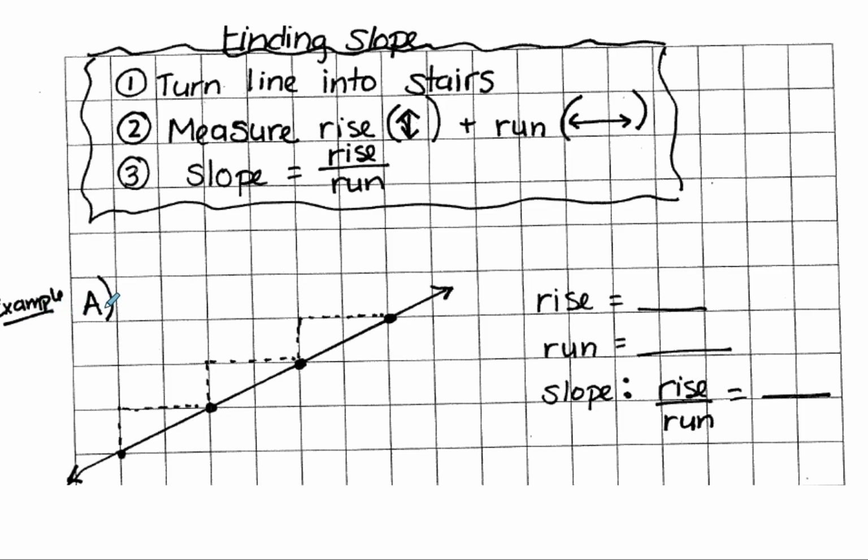So now that we have practiced finding slope for stairs, we're going to apply that to our line. For finding our slope, the first step is to turn your line into stairs. You're going to pick 2 points on your line. It doesn't matter which points. You're going to do a little stair. You can do it in your head or you can actually draw it out. Then you're going to measure the rise, how far up, and the run, how far over. And then you'll write your slope as rise over run. So here on this line, I've got up 1 over 2. Our rise is 1. Our run is 2. Our slope is going to be 1 over 2, or 1/2.